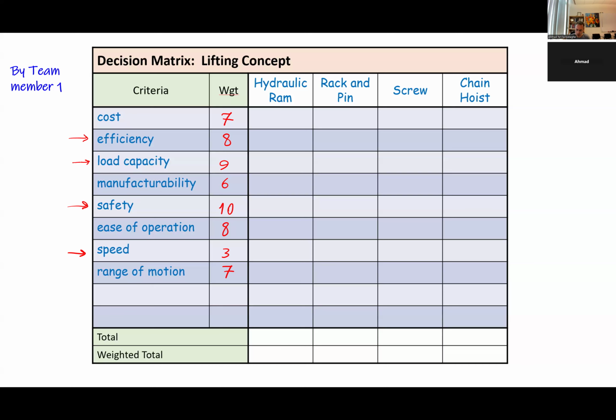Now I need to choose a datum, a base concept. We can choose the hydraulic ram as our datum. So this is going to be our datum. It doesn't have to be in the first column. Keep in mind, it can be anywhere there, but it's easier for the calculation if it is in the first column. You can play with it and change its position, but the datum can be any of these. So the datum has the rank 0. It is our, let's say, baseline, right?